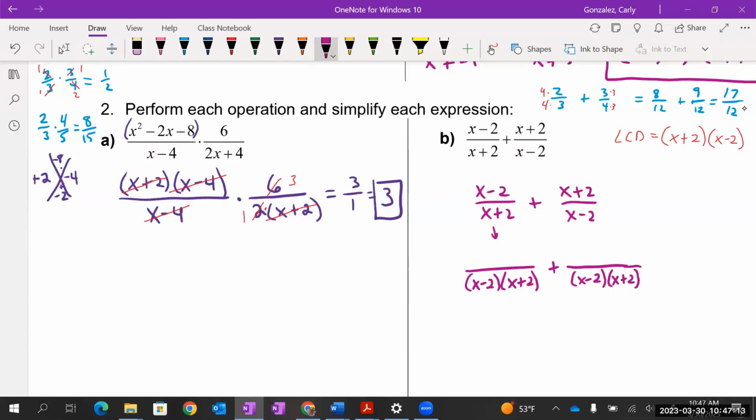So in order to be able to do that, I have to figure out what's missing here. So I like to put parentheses around the numerators and denominators just to see. And if you look at the rational expression on the left, we already have an x plus 2 in the denominator. So this x plus 2 is already there. We're missing the x minus 2. So now I'll go ahead and multiply top and bottom by x minus 2.